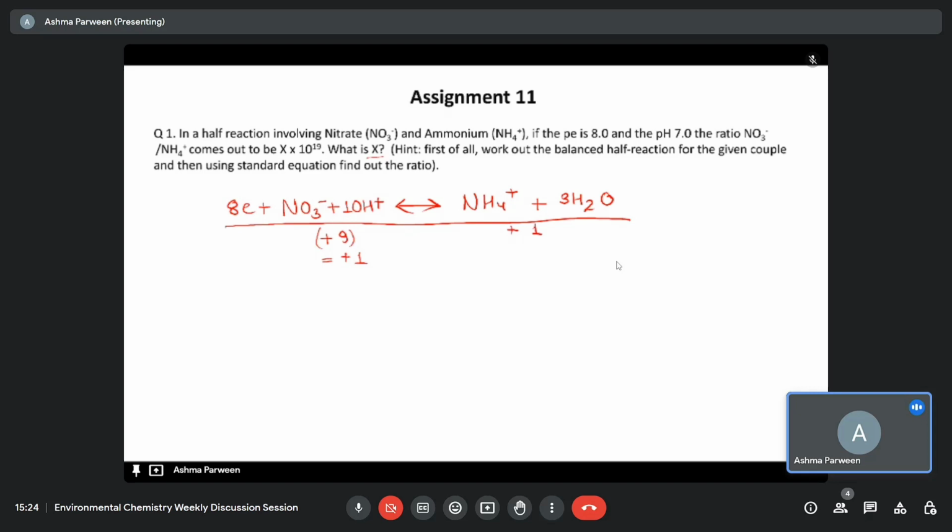So first we have to balance the reaction, and now let's see what is given in the question. So it is given that PE is 8. Okay. And pH is given as 7. And we have to find out the ratio of nitrate to ammonium. We have to find out what is this X.